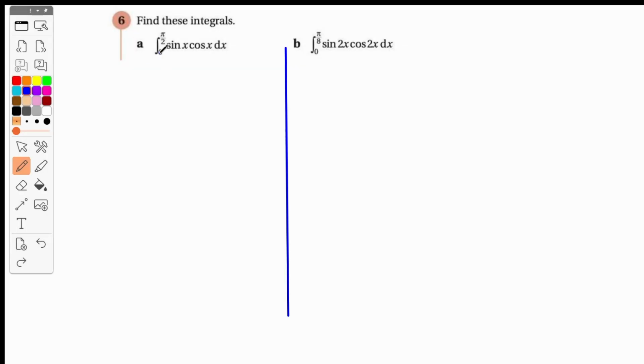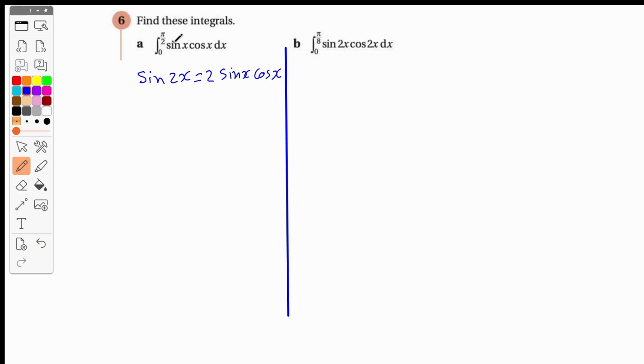The integral from 0 to pi over 2, okay? So if we have limits here, don't write plus c. Don't write plus c here, because this is limited, okay? The integral of sine x cosine x dx. Here we need to recall one identity also studied before in grade 11, the sine of a double angle. The sine 2x equals 2 sine x cosine x.